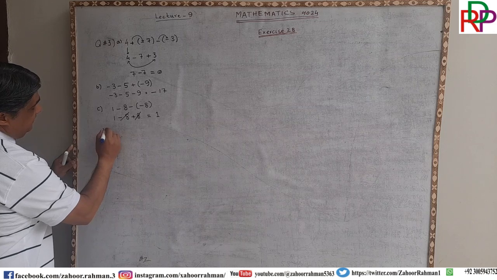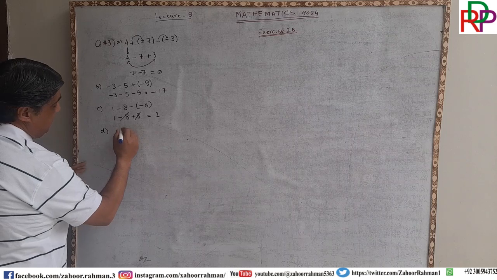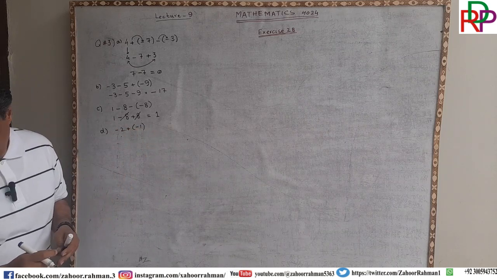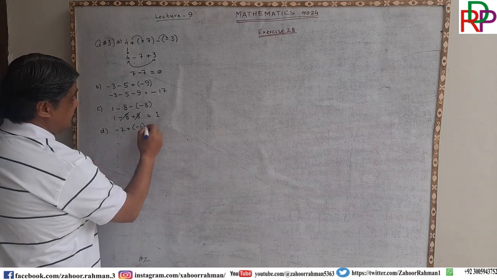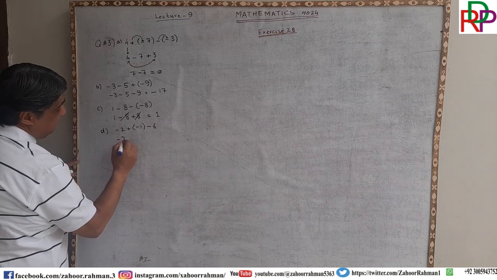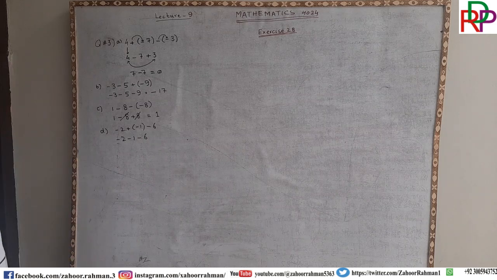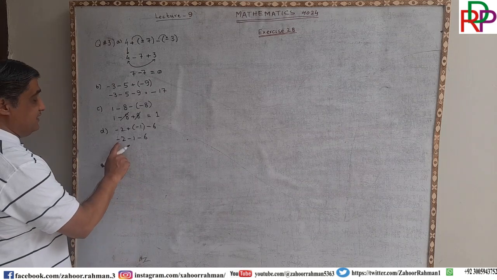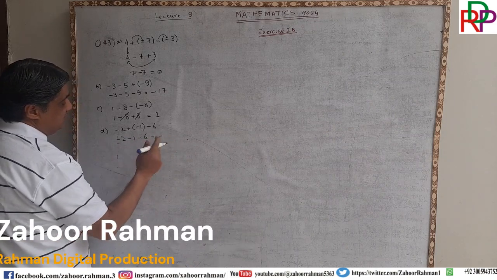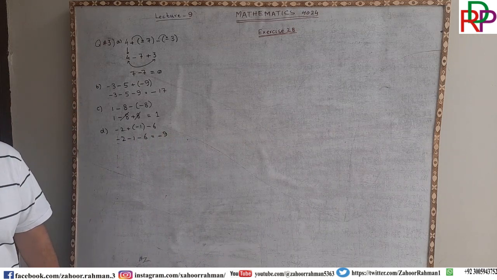D part is saying minus 2 plus minus 1 minus 6. Again, we have to remove this parenthesis. Minus 2 minus 1 minus 6. Again, that scenario. Of all the negative numbers, directly write minus 2 and 1, 3, 3 and 6, 9. So, minus 9 is the answer.